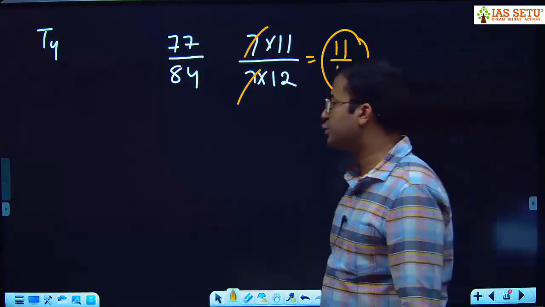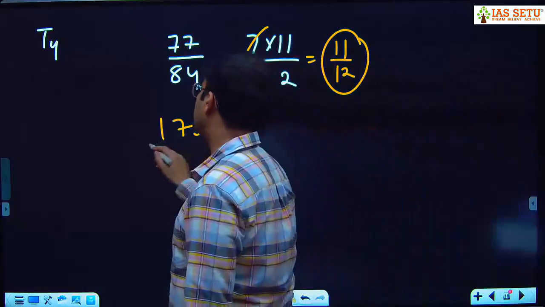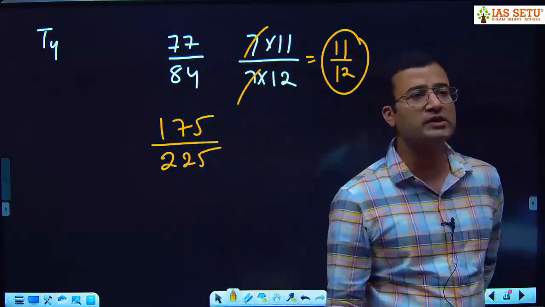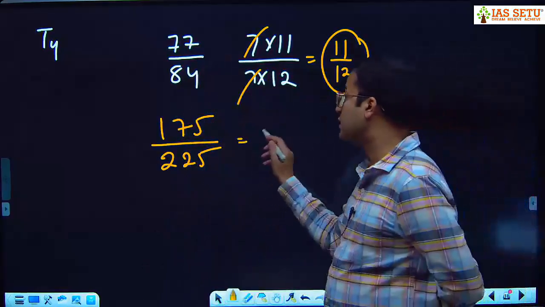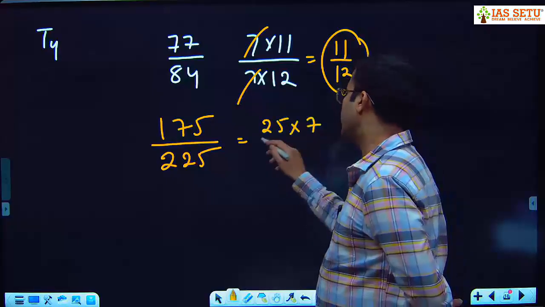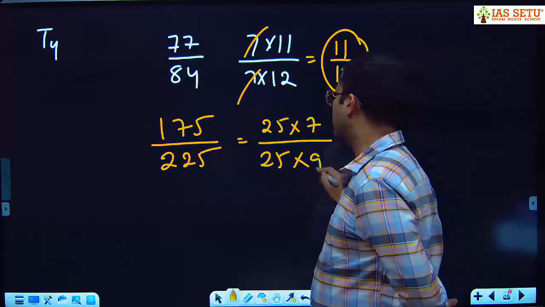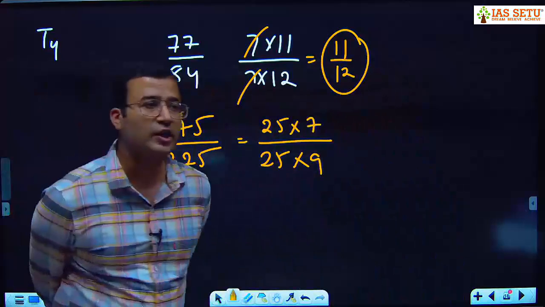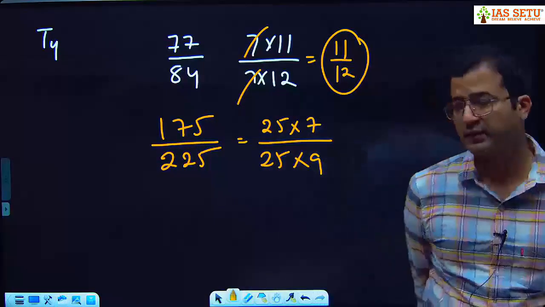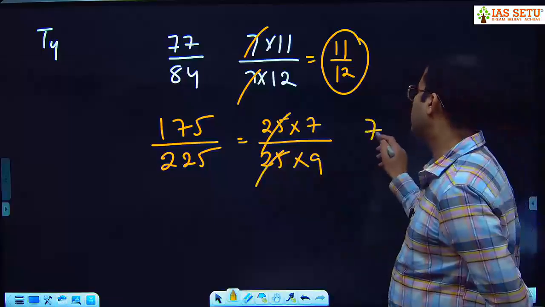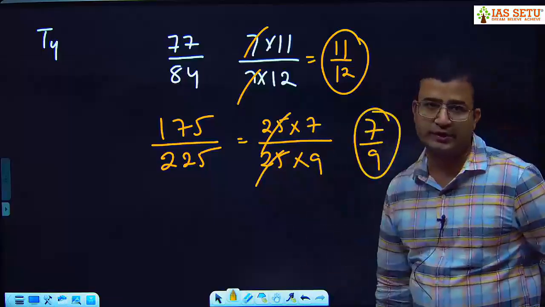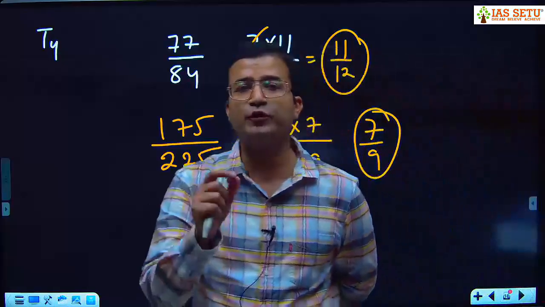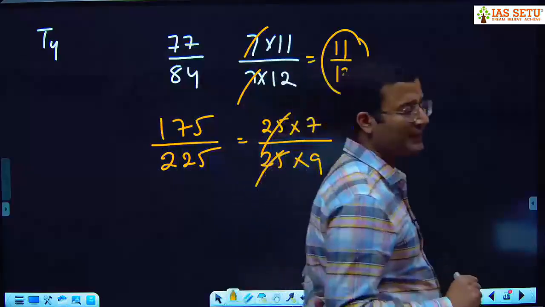Like if I ask you to simplify 175 upon 225. So how you can express 175 and 225 is, this is 25 into 7 and this is 25 into 9. 25 here is a common factor, but not only a common factor, you can say the highest common factor. So 25 and 25 cancel, the answer is 7 upon 9. So actually for simplification, we have to take the highest common factor and cancel it out.